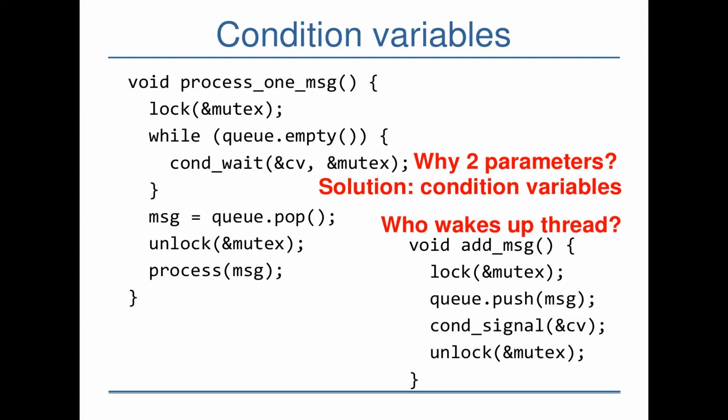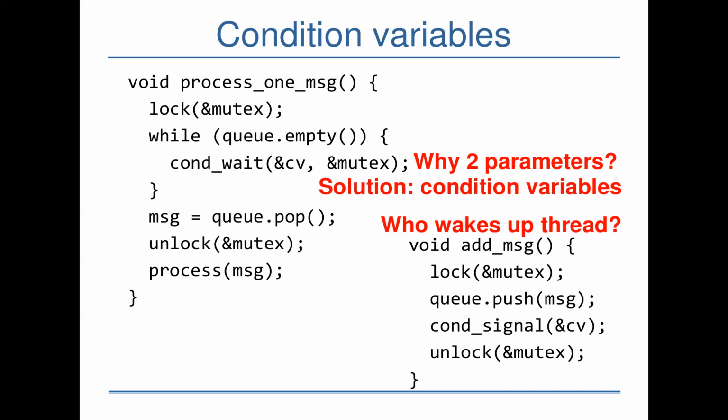The cond_signal will not actually block. It will just go and see, okay, there is some thread waiting, let me wake up this thread. It will unblock this thread and put it from the block queue to the ready queue. Now this thread will be ready to be scheduled next time. So now process one message will effectively unblock in cond_wait.